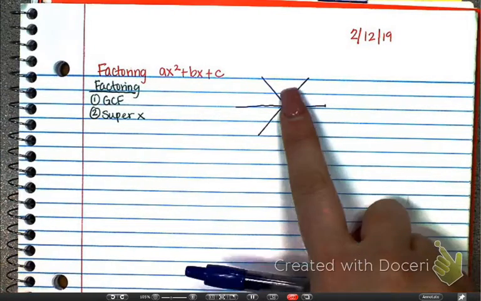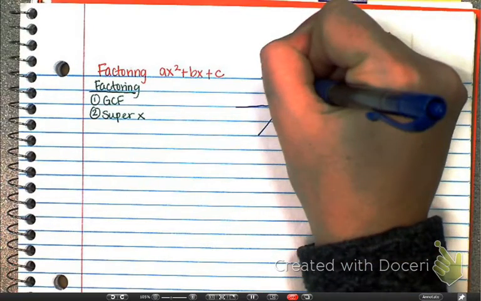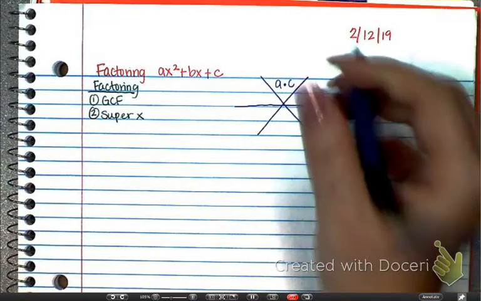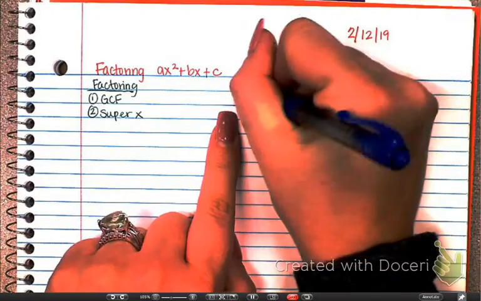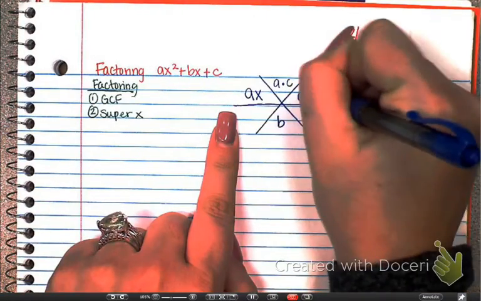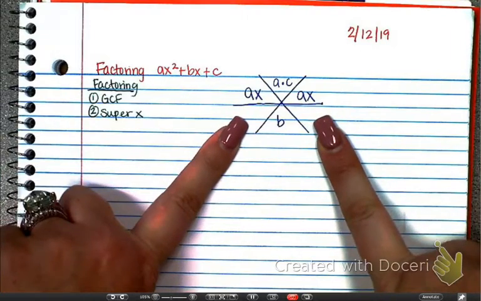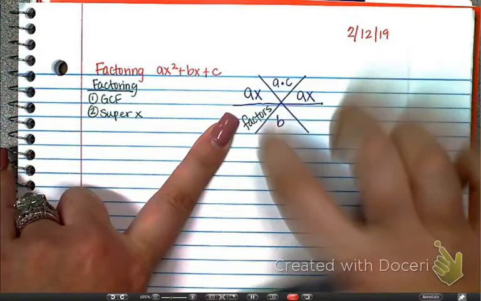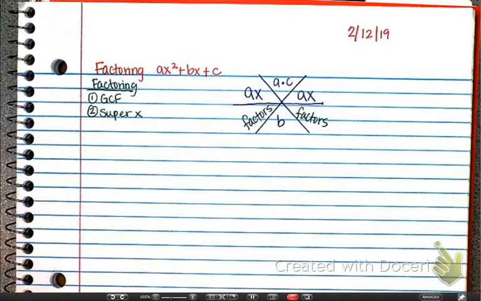What goes in the top of the Super X? A times C. That's important. What goes on the bottom? B. This top part here? A and whatever your variable is, we're going to call it X for now. And in these 2 spots, your factors, right? Whatever multiplies to A times C and adds to B. Okay, that process is still the same.